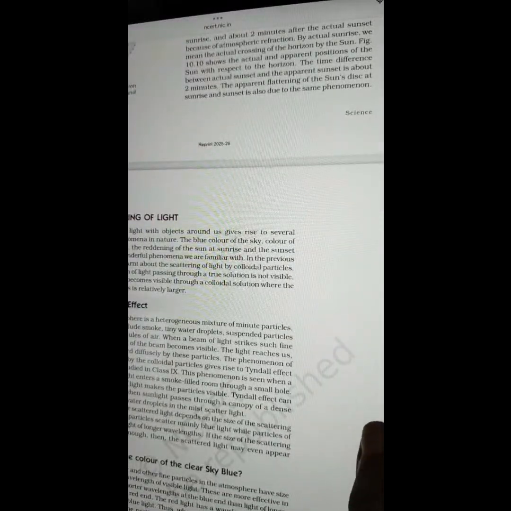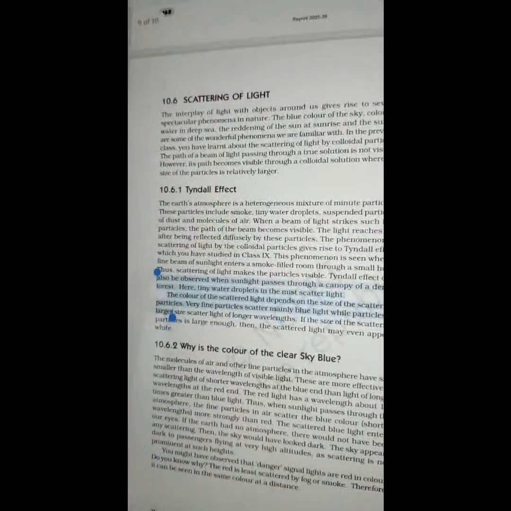The apparent flattening of the Sun's disk at sunrise and sunset is also due to the same phenomenon.